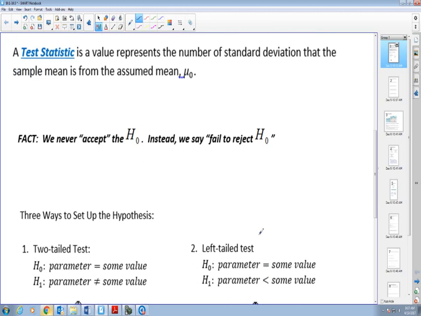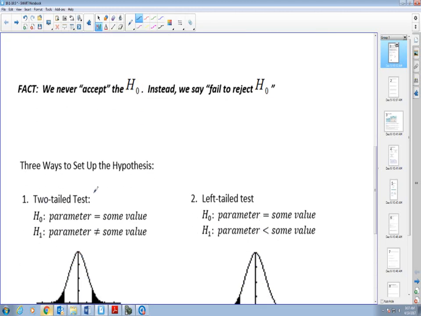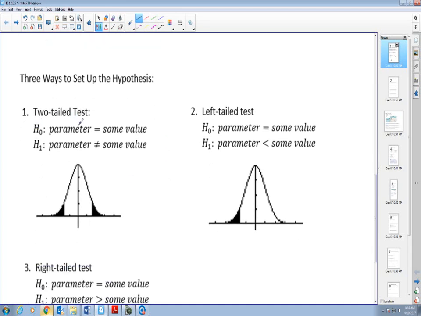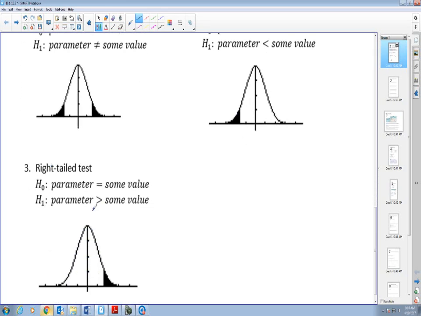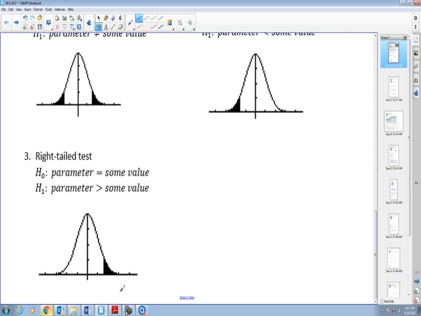There are three basic ways to set up your hypothesis testing. I can have a two-tail test, where the null hypothesis is always equal to, using an equal sign, and the alternative hypothesis is not equal to. Not equal to is a two-tail test. A left-tail test has an alternative of less than; less than means left tail. A right-tail test is where the alternative is greater than. We will draw these pictures in a minute.